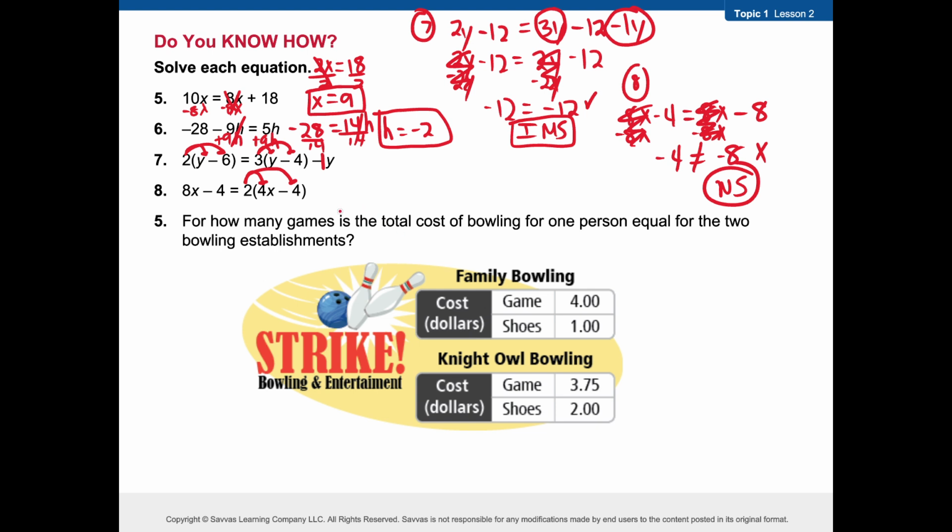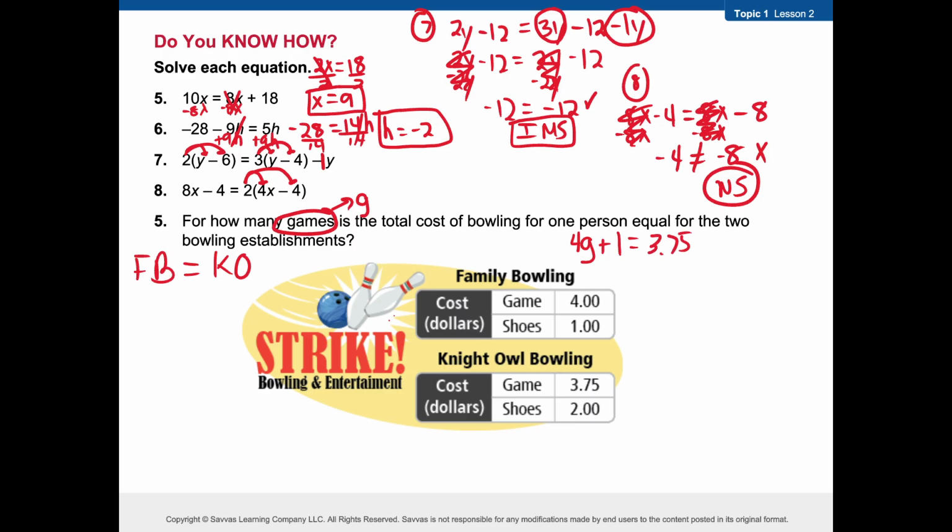Number 5 is a word problem. For how many games is the total cost of bowling for one person equal for the 2 bowling establishments? So when is family bowling going to equal night owl bowling for the same amount of games? So games is what I need to find. So games is my variable. So starting off with family bowling, an expression for family bowling can be $4 per game plus a one-time shoe rental. That number should not have a variable.